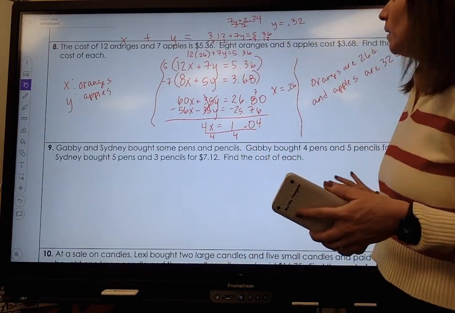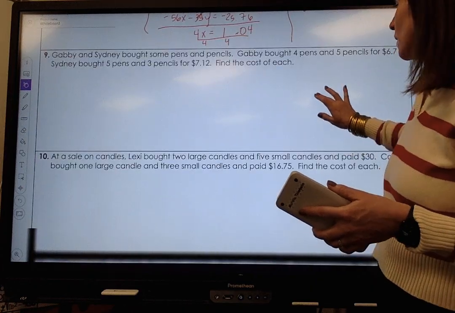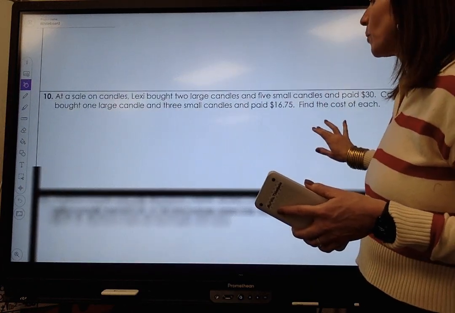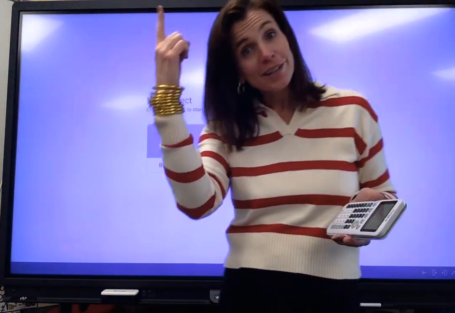All right, let's take a look at number 10. No, cut out. We'll be back.